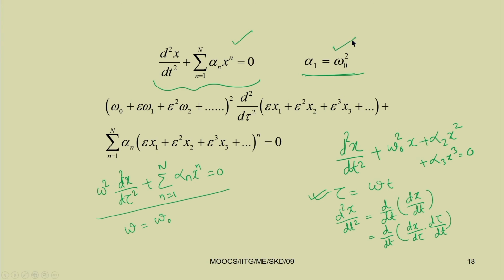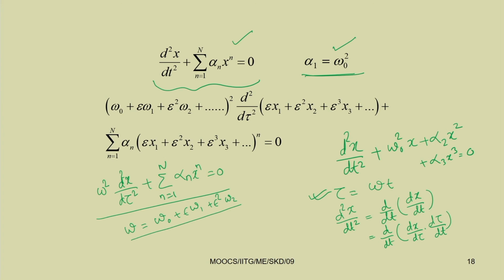So, omega 0 square equal to alpha 1. So, omega equal to omega 0 plus epsilon omega 1 plus epsilon square omega 2. So, higher order terms also can be written. So, in this way we can write this expression for omega.